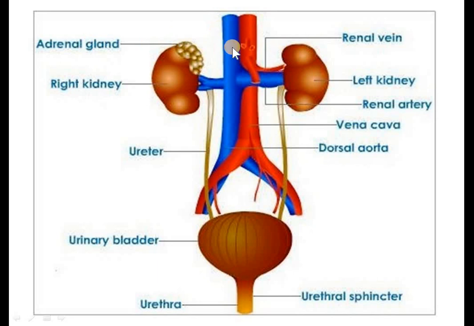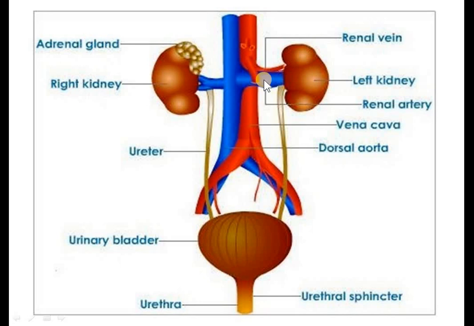Okay, so this is known as the renal vein. This is known as the renal artery. Now this renal artery and renal vein will divide into smaller vessels, known as arterioles and venules, and they will go inside the kidney. So in this overview, you can see the adrenal gland, right kidney, ureter, urinary bladder and urethra.